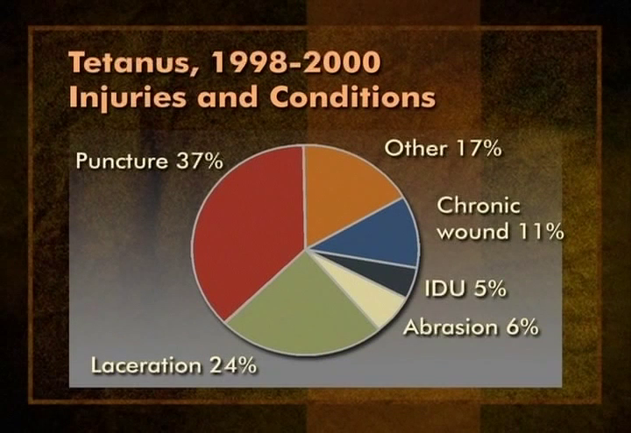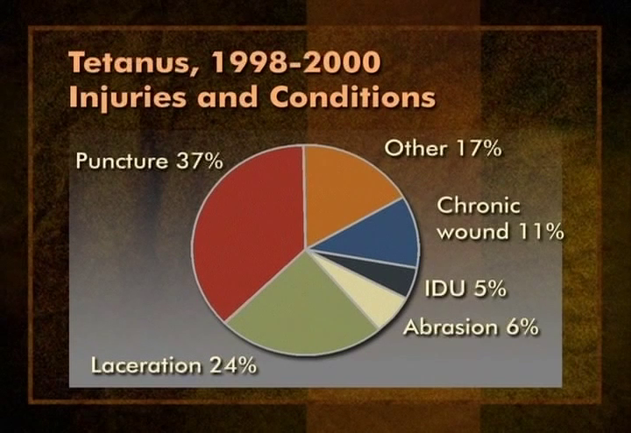Tetanus can only occur when the bacteria or their spores, which are in the environment, are introduced into the tissue of a susceptible person. So, most cases are associated with injuries or wounds of some kind. This graphic shows the injuries and conditions reported in persons with tetanus in the United States from 1998 through 2000. Those are the last years for which we have compiled data.